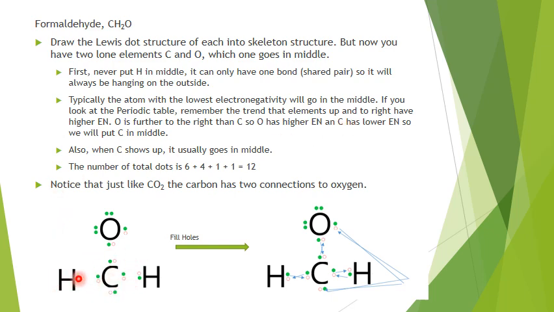And then we'll count up the dots. 1, 2, 3, 4, 5, 6, 7, 8, 9, 10, 11, 12. And then what we're going to do is fill the holes. That's easy, and that's easy, and that's easy. But you've got an extra pair over here on carbon, and an extra pair up here, so move them up here. Now notice, just like in the last one, carbon has 2 connections to oxygen.